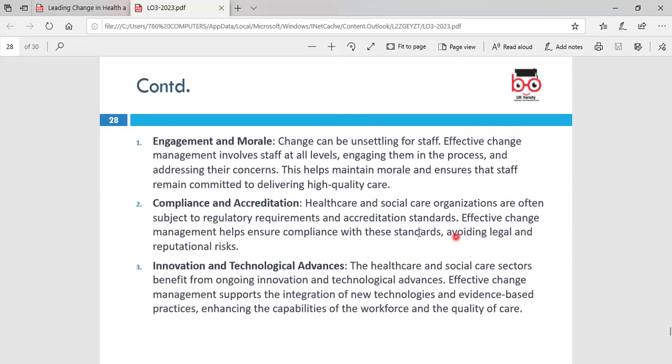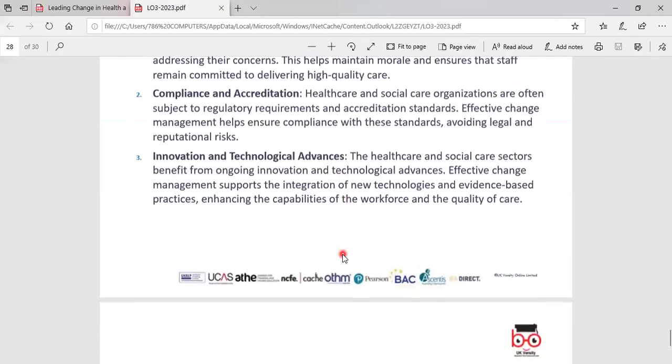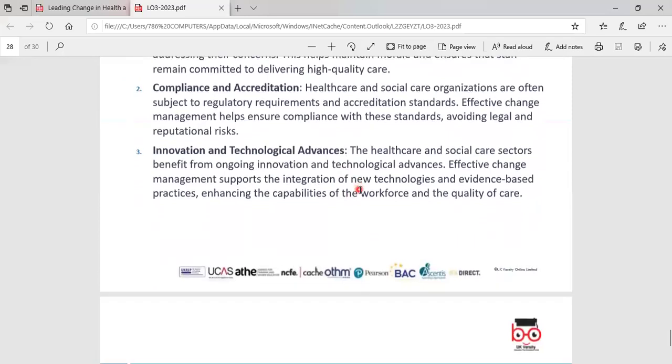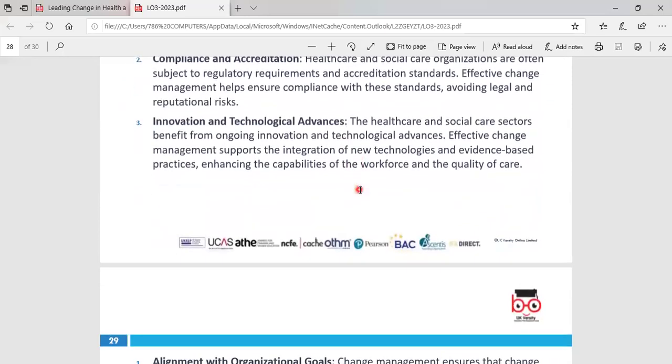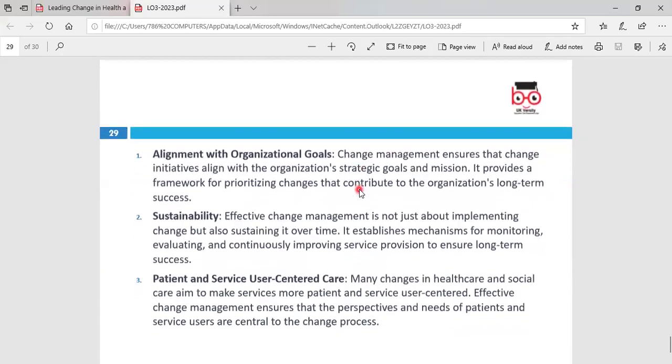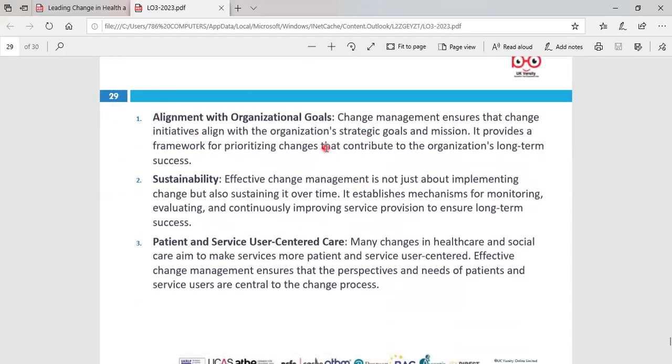Compliance and accreditation, different compliance and accreditation bodies exist. So how do they work? We've talked about them. That could be a reason why management of change is important. Innovation and technological advances. We are always running towards innovation and technology to make our lives easier, to make our stakeholders' lives easier. This is why managing change is so important. Alignment with organizational goals. Your organizational goals are there, but how do you best align with them? By bringing about change and by adhering to that change.